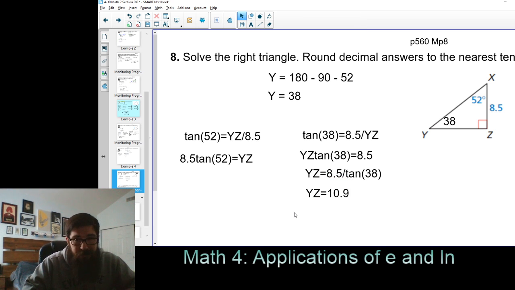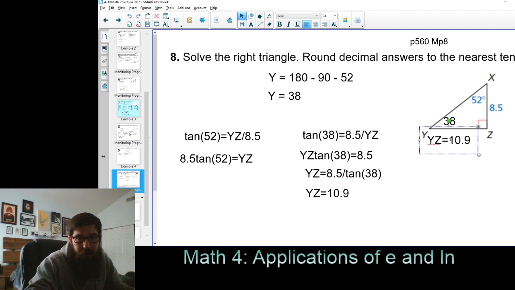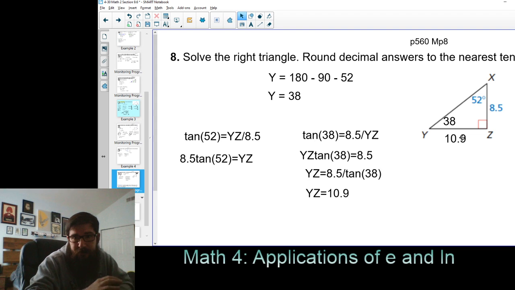Whichever way you see it, as long as you're using the ratios correctly, you're not mixing and matching them, it's totally fine. I now know that YZ is 10.9. I've got to find one more side, YX. You could maybe do Pythagorean right here. I could do 10.9 squared and 8.5 squared. It's going to be a gross decimal. Let's just do a little more trig.